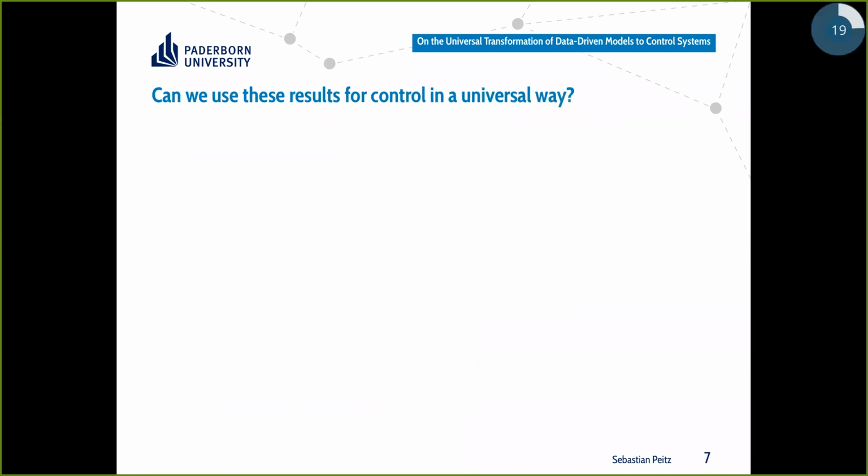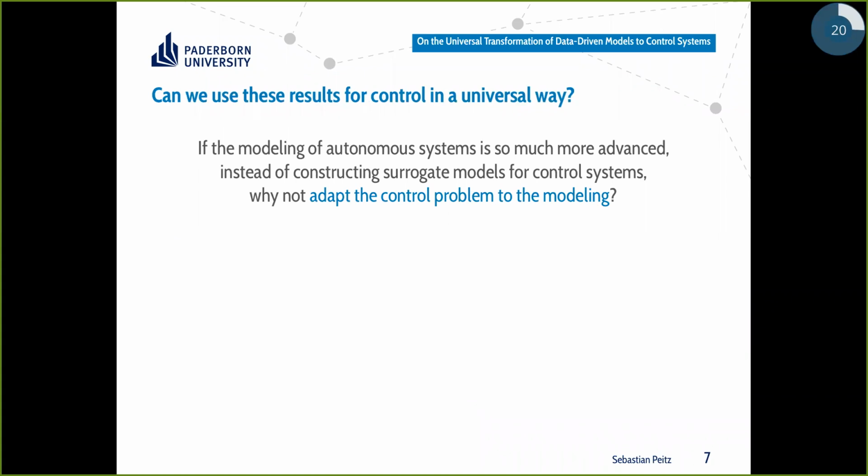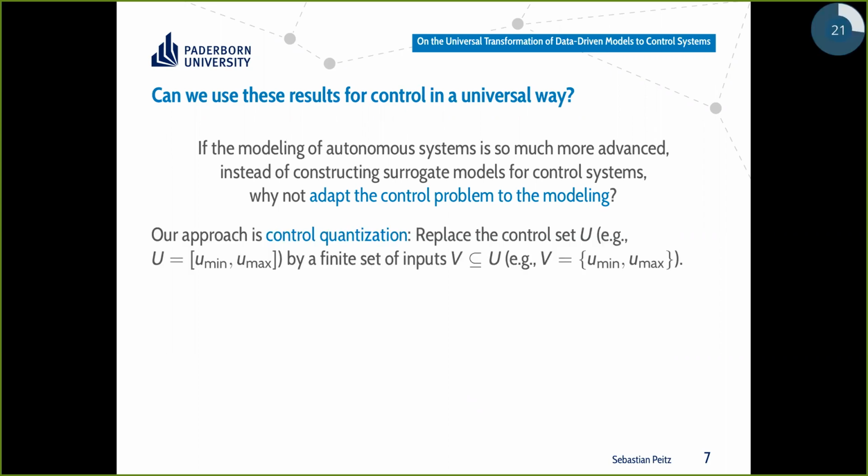So the question that I'm asking myself now is, can we use these results for control in a more universal way? And the follow-up question then would be, if the modeling of autonomous systems is so much more advanced, why don't we just use these models and adapt the control problem instead of vice versa? And this is what we are going to do now. So we want to modify the optimal control problem, and we do this by a quantization approach.